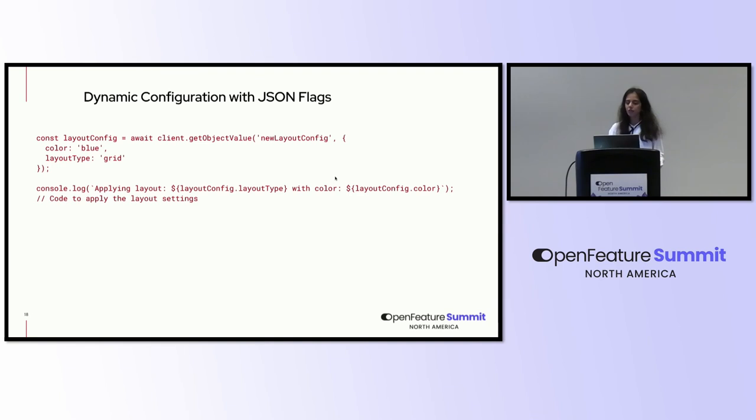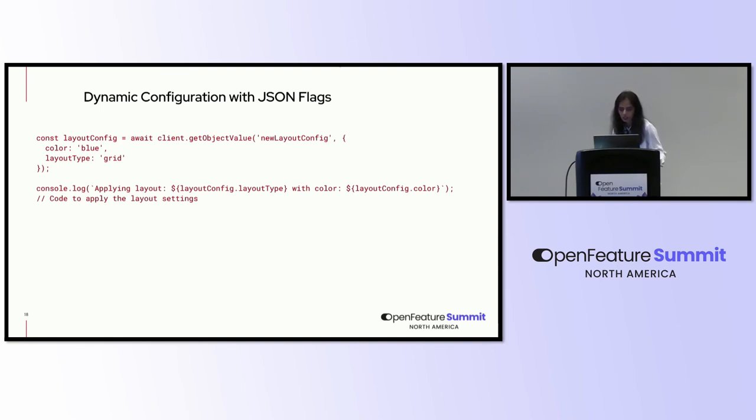Now, next is dynamic configuration with JSON flags. OpenFeature supports JSON-based flags, allowing teams to dynamically configure complex settings. JSON flags are useful when a feature needs specific configuration parameters. For example, a new layout requires particular settings. So let's see the code.